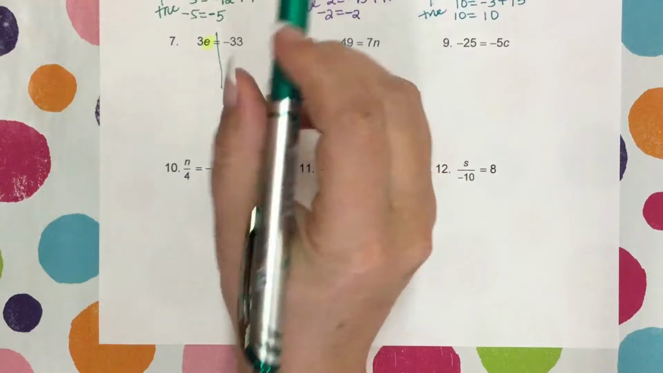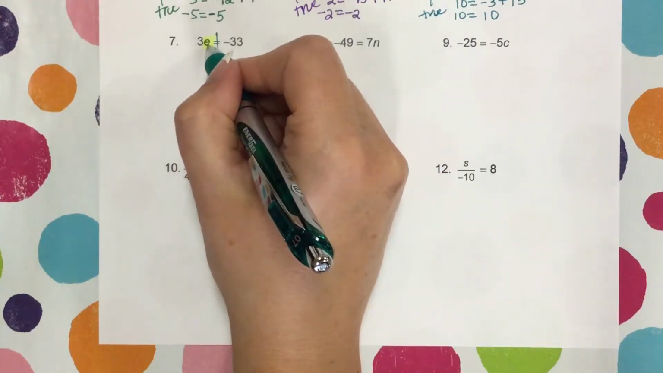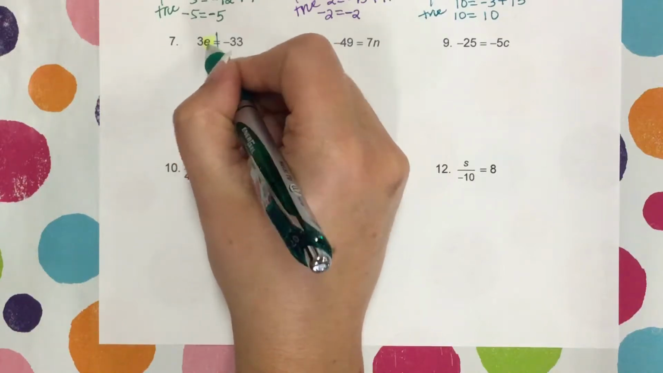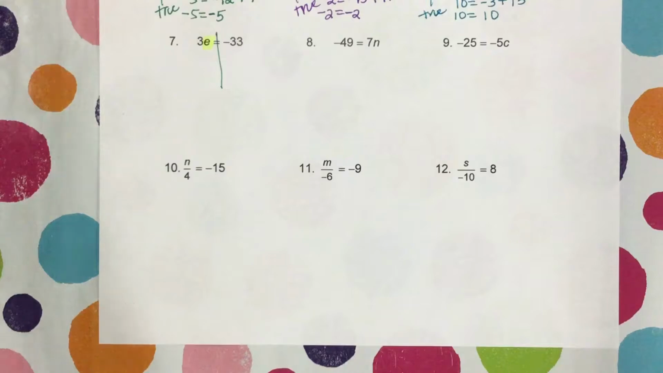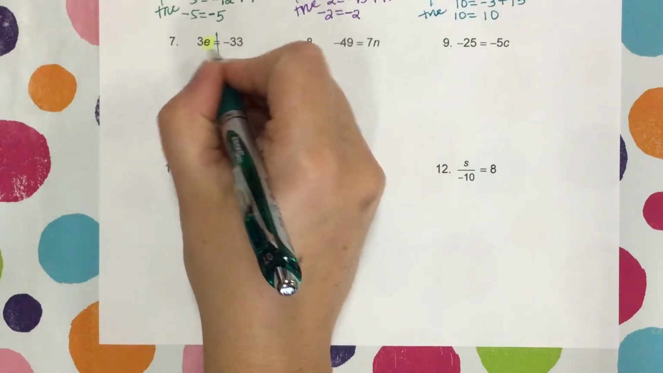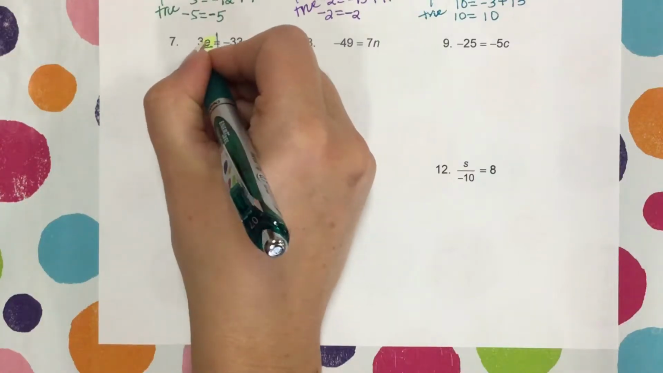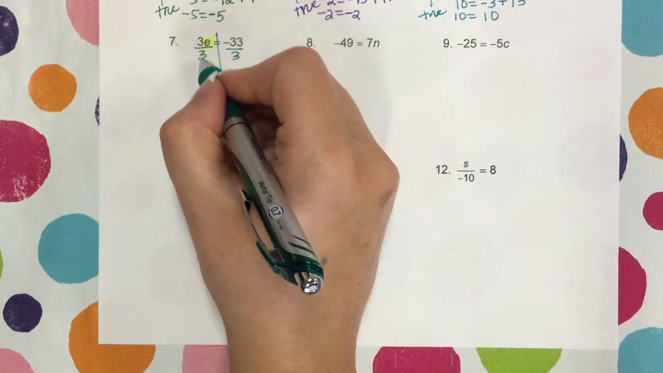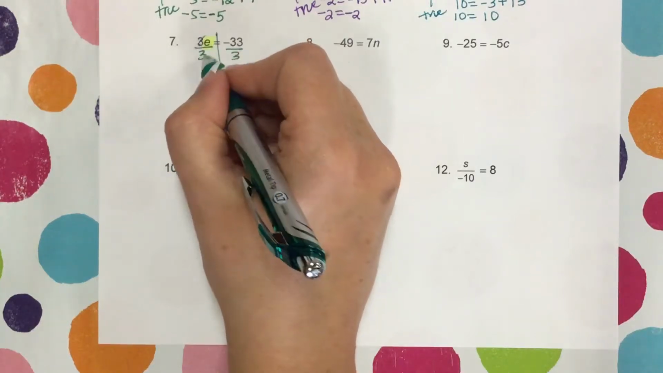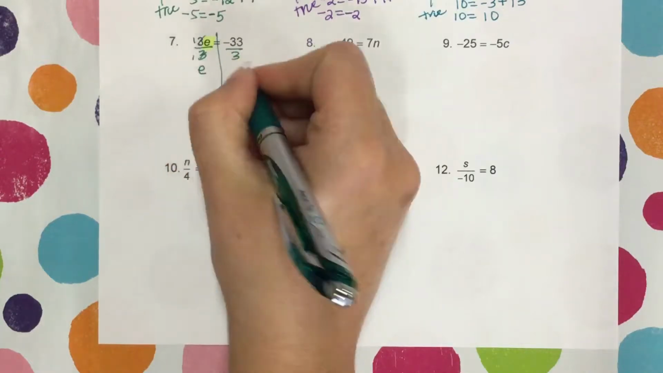There's this 3. So we have to figure out, well, how is 3 related to e? Through what operation? And 3e is the same thing as 3 times e. So it's multiplication. So we have to do the inverse of multiplication, which is division. So we have to divide both sides by 3. So 3 divided by 3 is 1. That cancels out and becomes 1. 1 times e is e.